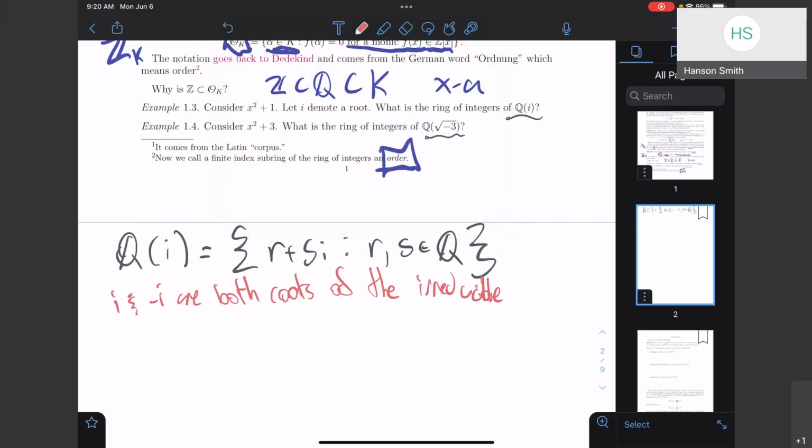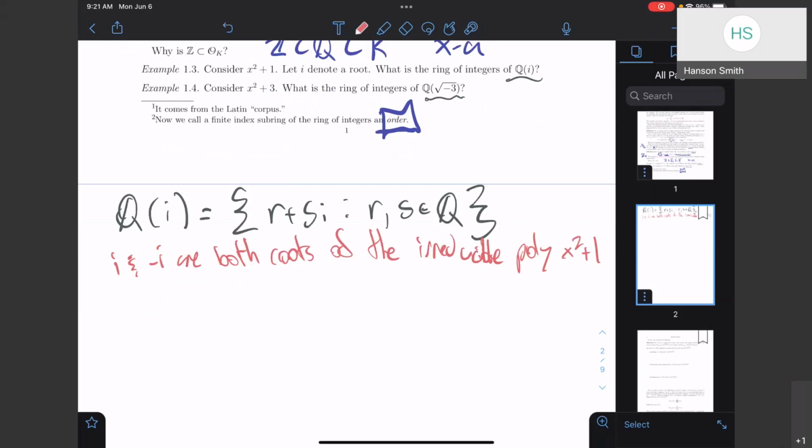x squared plus 1. So as we go on, it'll be important thinking not just about one root of this polynomial, but thinking about all the different roots and playing with all these different roots of a polynomial and using that to get more information about what's going on. Okay, so this is our nice number field, and we want to figure out what the elements are in here that are analogs of the integers.